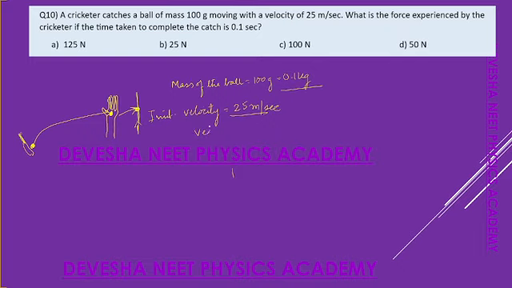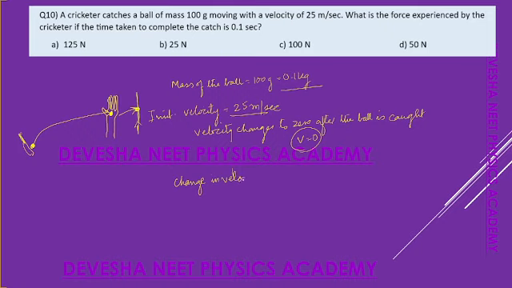So the velocity changes to 0 after the ball is caught. Okay. So v is equal to 0. So what is the change in velocity? Change in velocity is equal to 25 minus 0, which is equal to 25. So I can say this is equal to delta v.